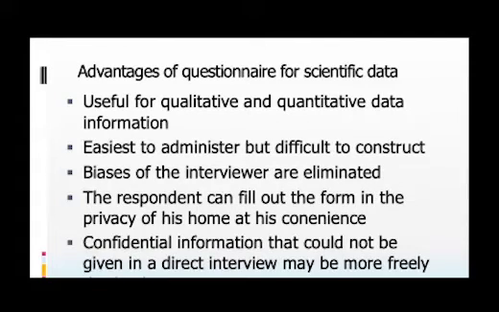The respondent can fill out the form in the privacy of their homes at their own convenience. Confidential information that could not be given in a direct interview may be more freely divulged because the respondents understand that they are anonymized. And a wide area may be covered within a short period of time. So you can have a wide coverage. You can cover a large group of people in a much shorter period of time.